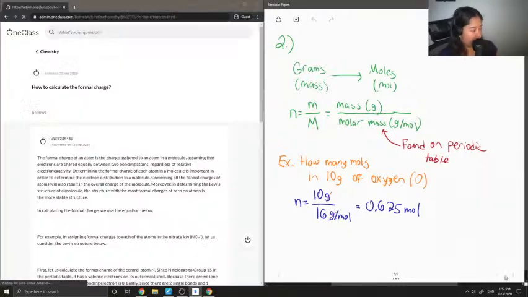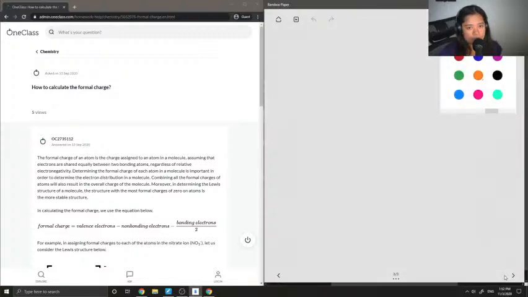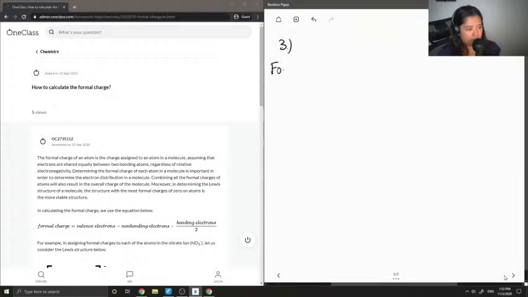Now let's move on to question number 3. How do you calculate formal charge? So first I'm just going to write down the definition of formal charge. And basically this is the charge associated to an atom in a molecule.